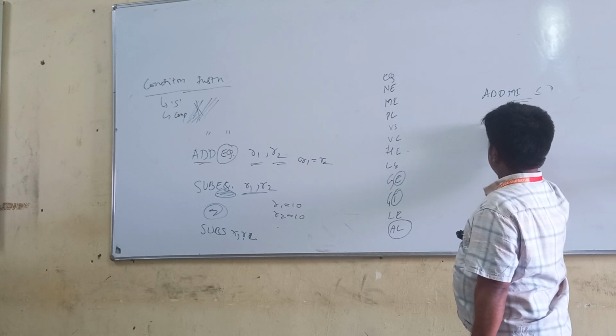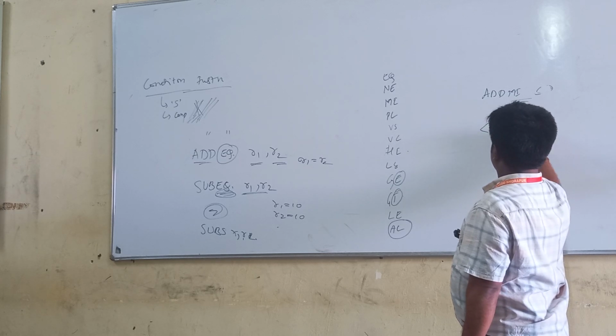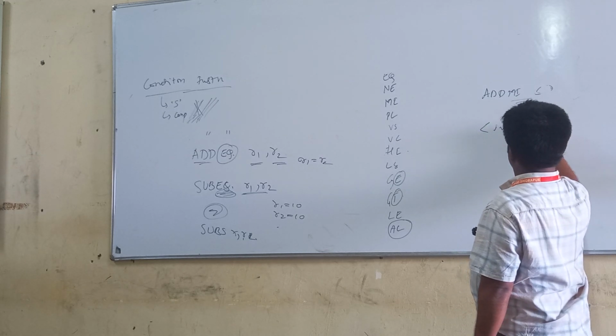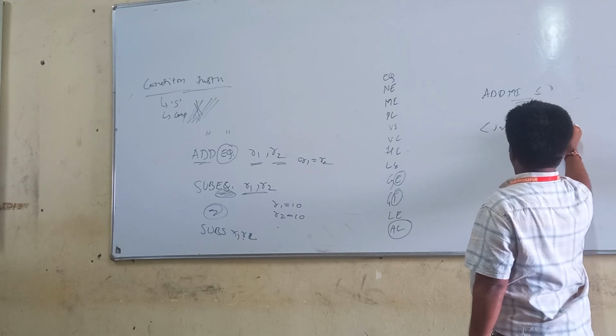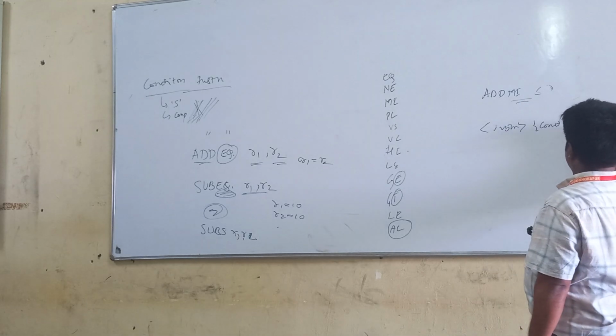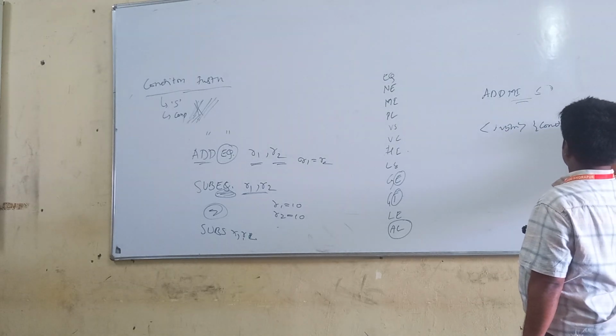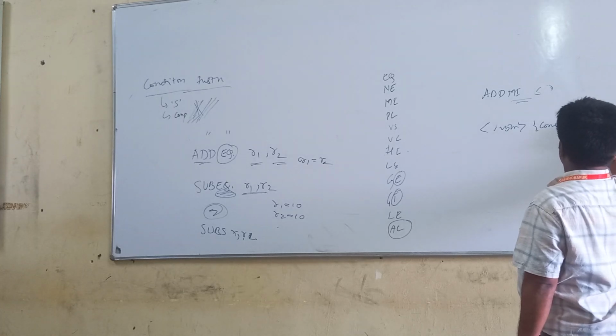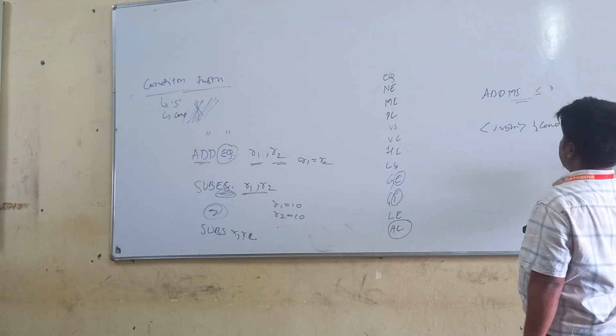There I will be using the instruction. This is the arithmetic instruction. This is the condition. There I will be using Rd and Rm, something like that.